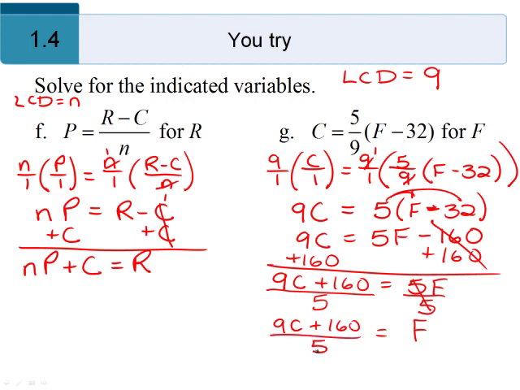And that's it. Actually, you could also split this up into two separate fractions. You could write 9 over 5 C, which is that first term, 9C over 5, plus, and then if you divide 160 by 5, it gives you 32. So that's another way that you could write that answer. I'm not really sure which one WebAssign wants, but they're both good answers.